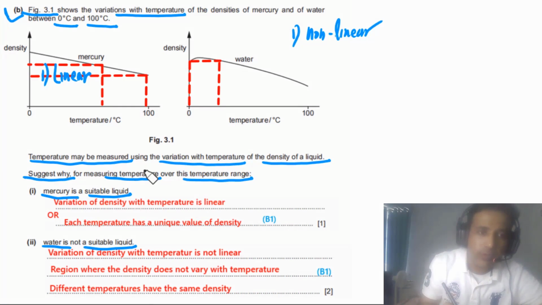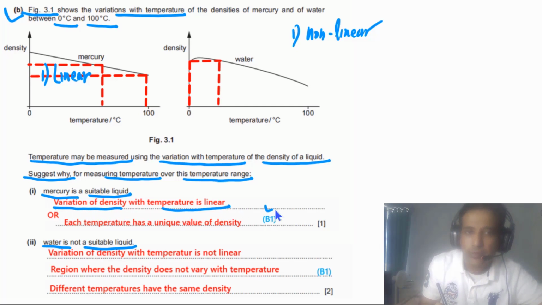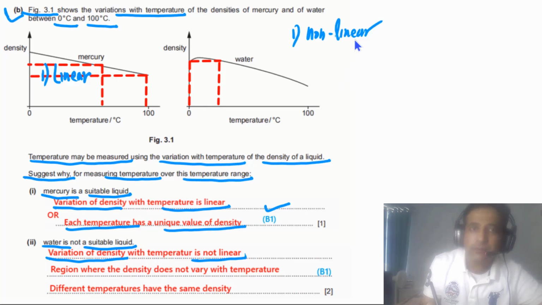First one has only 1 mark. If you write down variation of density with temperature is linear, you will get 1 B mark. You can also say each temperature has a unique value of density, you will get 1 B mark. And for the second one, water is not a suitable liquid, you can say variation of density with temperature is not linear, as we have mentioned here it is non-linear.